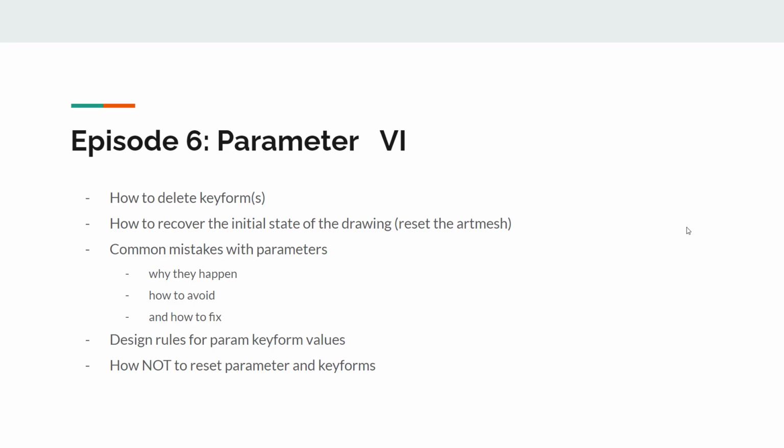This will be the last episode on parameters. We will talk about how to delete keyforms, how to recover the initial state of a drawing, how to reset the art mesh, and we'll talk about common mistakes with parameters, why they happen, how to avoid them, and how to fix them when you do make a mistake. We'll also talk about some design rules for param keyform values, and how not to reset your parameter and keyforms.